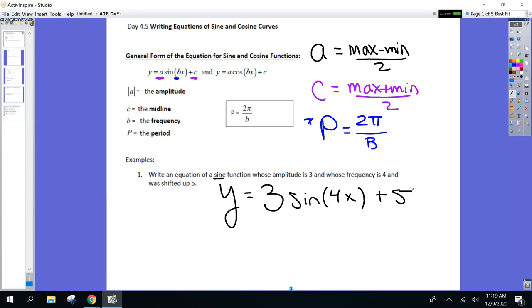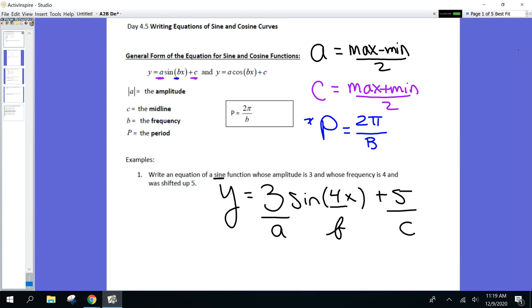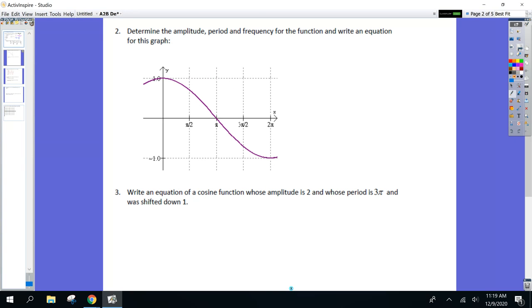Questions there? A, B, and C. Need all those values. All right, as you guys know, it's not going to be as easy as here's all the values, write the equation. So next up, can we get the values from a graph? If I give you this graph, can we get A, B, and C to write the equations? All right, let's find out.